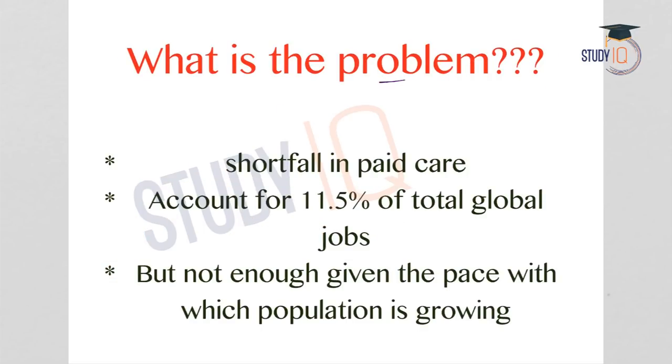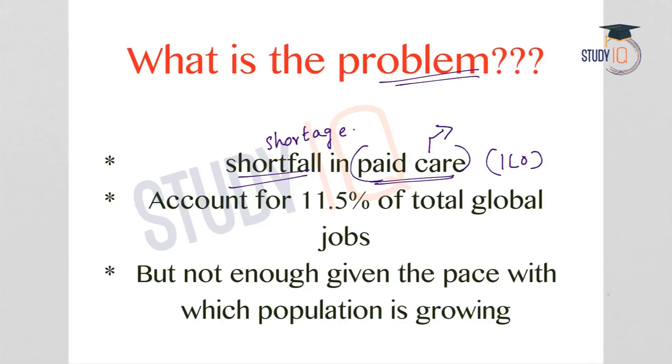And coming to the problem. According to the ILO estimates, there has been a shortfall. That means there is a shortage of care workers, and this is in the paid care category. Among those who are receiving remuneration, there has been a shortfall or shortage. This can be nurses, doctors, teachers, personal care workers, etc. And these paid care workers account for 11.5% of total global jobs, which means they are a large proportion, and this accounts for 380 million people.